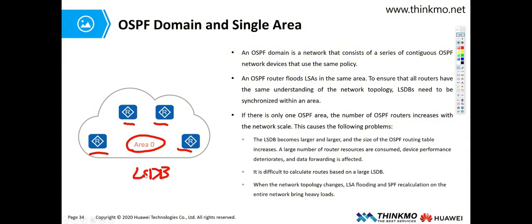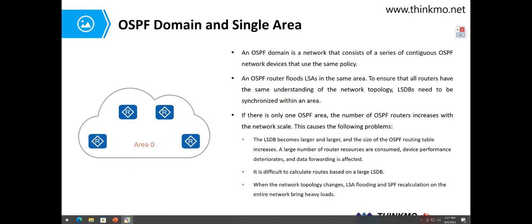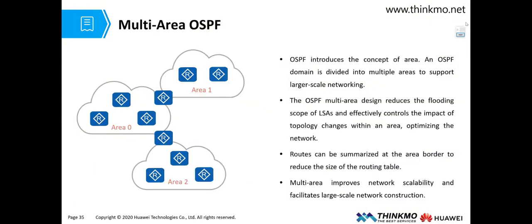If in the future a fault occurs somewhere in the network, or if there are changes in the network topology, we would need to recalculate many things, and re-advertise and recalculate again. Therefore, we might as well divide it into multiple areas rather than communicating within just one area. Thus, OSPF introduces the concept of areas. A large OSPF domain is divided into multiple areas to support larger scale networks.